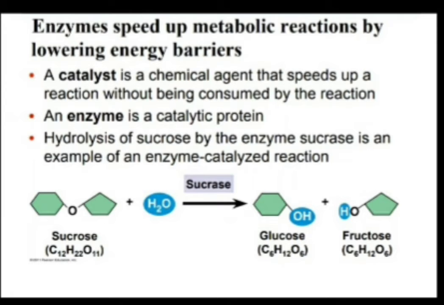Enzymes speed up metabolic reactions by lowering energy barriers. We all know that a catalyst is a chemical agent that speeds up a reaction without being consumed by the reaction. An enzyme is a catalytic protein. Hydrolysis of sucrose by the enzyme sucrase is an example of an enzyme-catalyzed reaction, and this reaction is shown. Sucrose, when hydrolyzed in the presence of sucrase, furnishes glucose and fructose with energy.